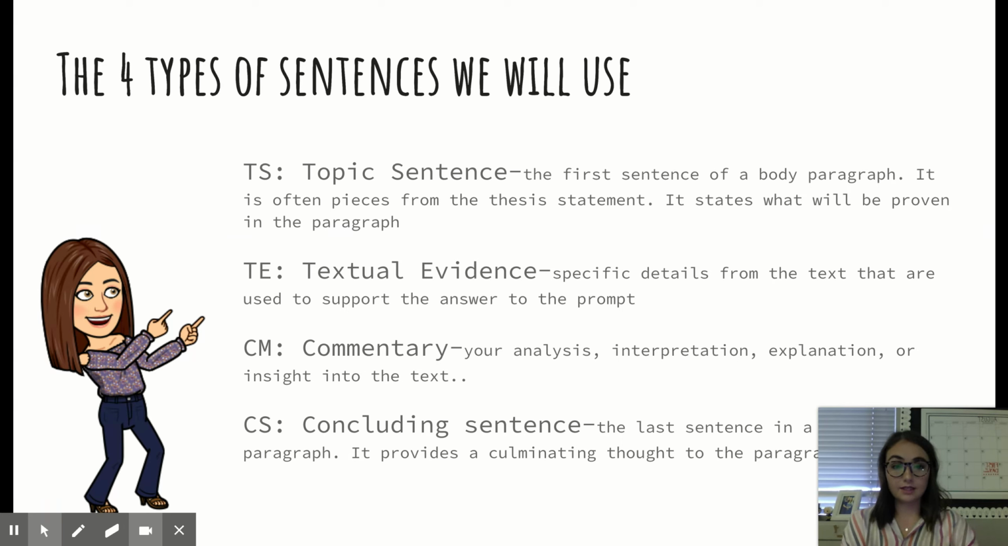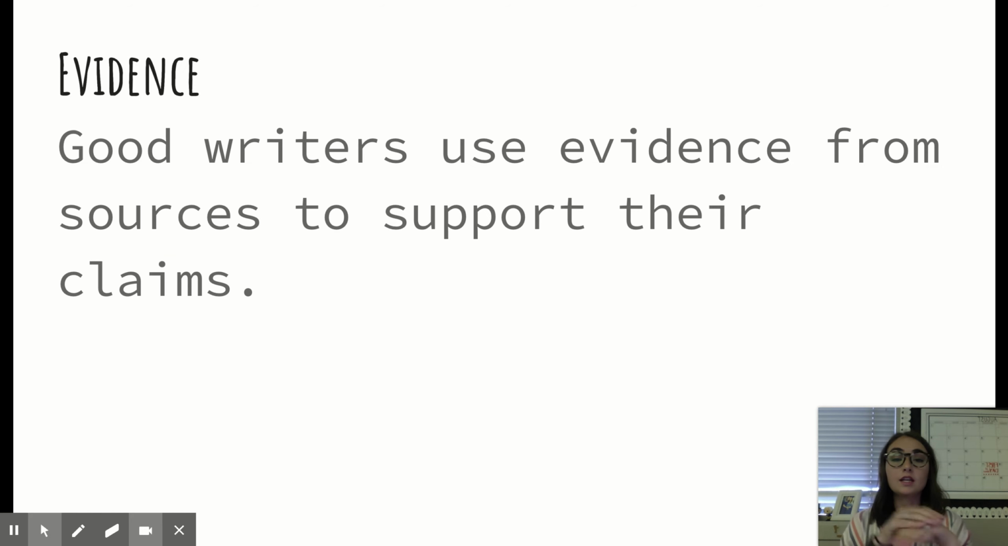Text evidence is specific details from the text that are used to support the answer to the prompt. Commentary is your analysis, interpretation, explanation, or insight into the text. Good writers will use evidence from the text to support their claims. If we write in my class and you do not use evidence, you will not get full credit. Students tend to have a hard time using evidence correctly. They're like, I don't know what evidence to choose.